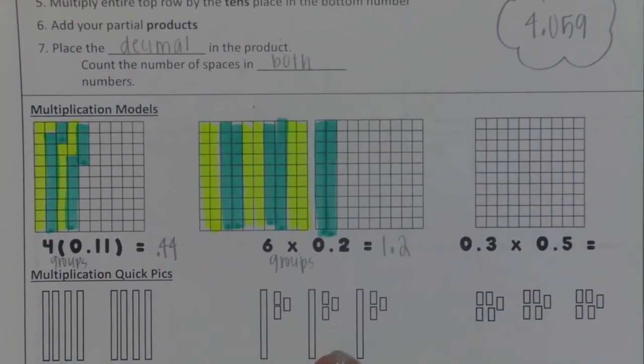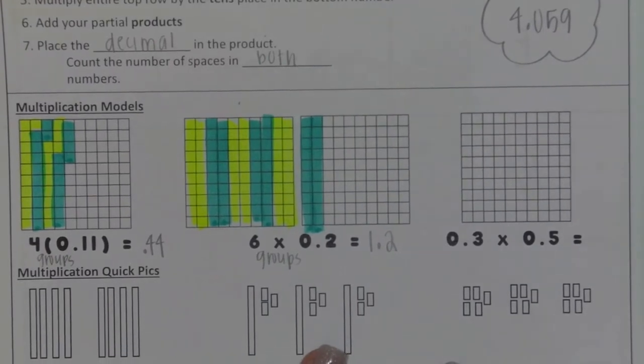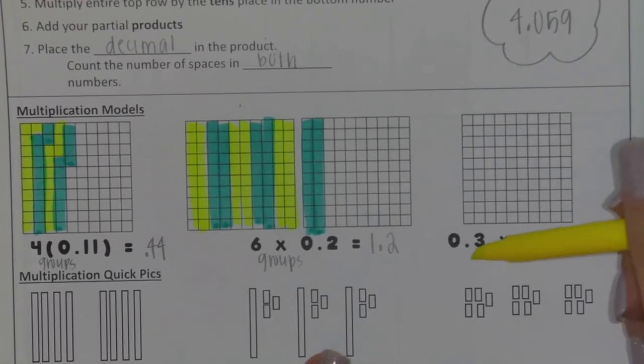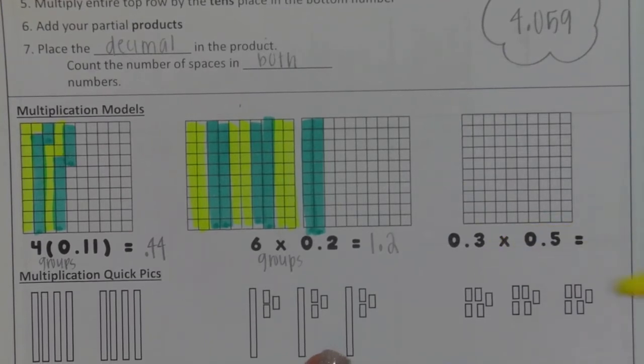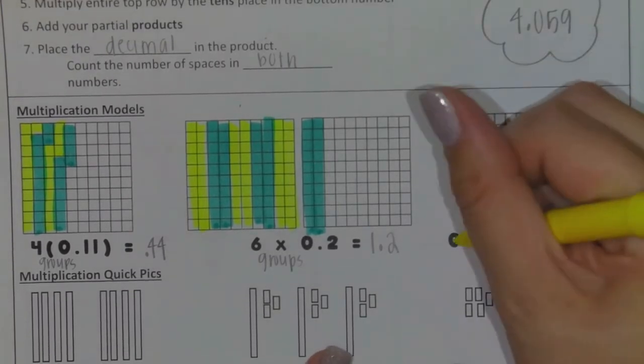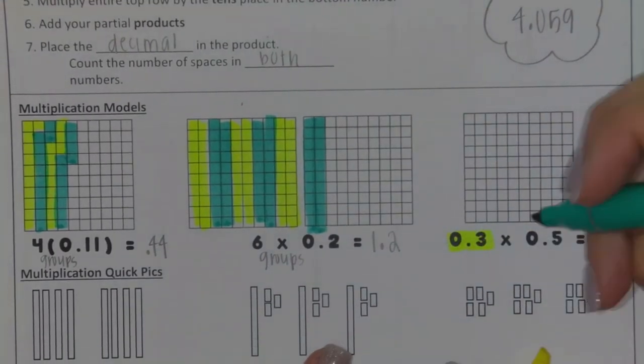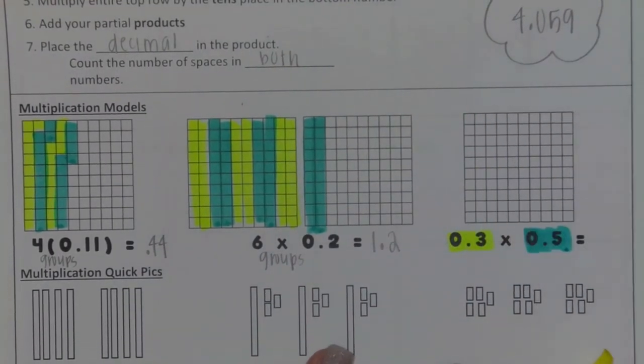2 tenths. Now, our next type of model is when I have a decimal times a decimal. So I can't read this as groups because it wouldn't make sense to say that I have 3 tenths groups of 5 tenths. So what I'm going to do is I'm going to say that my 3 tenths is going to be represented by my yellow. My 5 tenths is going to be represented by my blue.